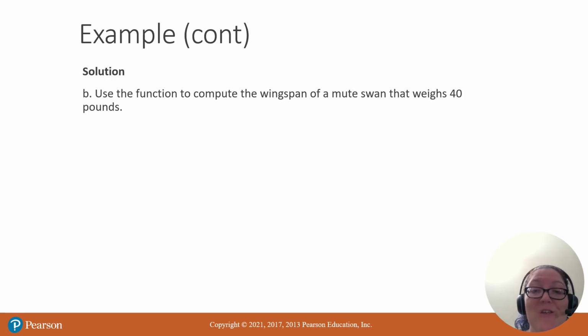Okay, so let's use that formula, and we're going to use the function to compute the wingspan of a mute swan that weighs 40 pounds. In order for this to work, basically we're going to take that function and we're going to take W, okay? So we're going to take the W right here because that's what we need to plug in.